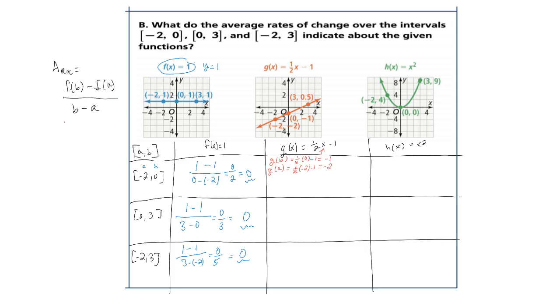Now we're going to use the average rate of change formula, right? So g of b is -1 minus g of a, -2, all over b, which is 0, minus a, which is -2. So -1 minus -2 is going to give you 1. And then 0 minus -2 is going to give you 2. So our average rate of change is 1/2.